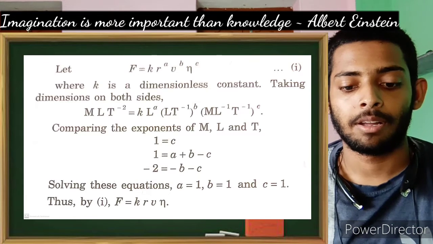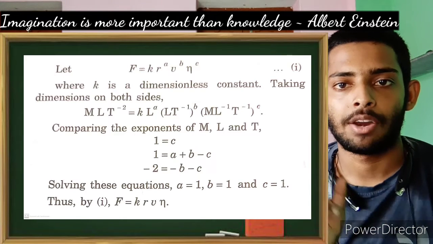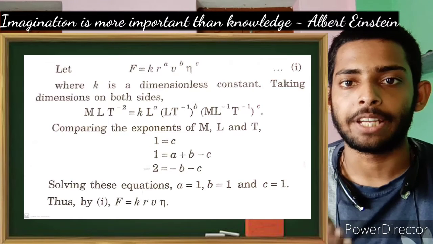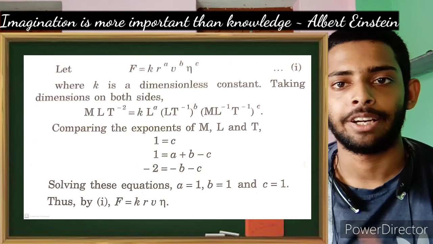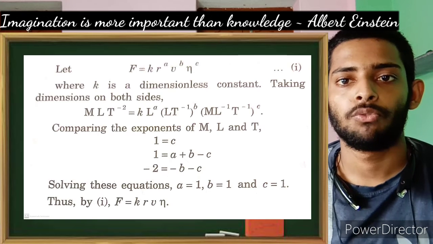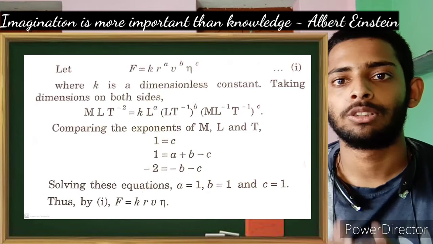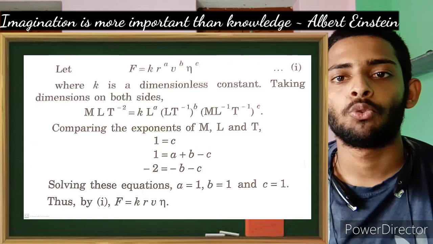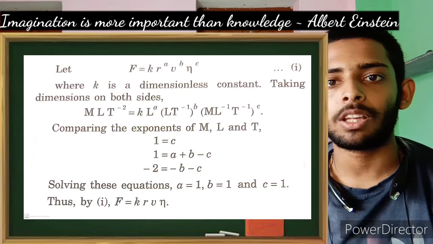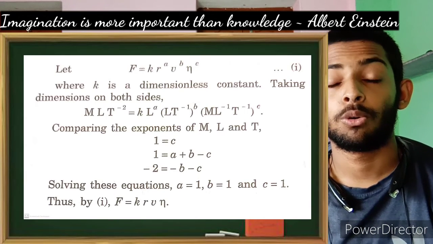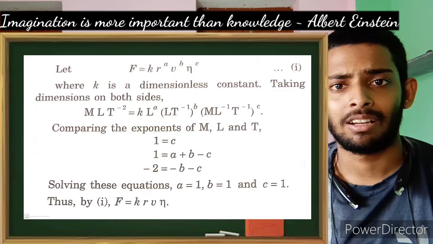Thus we can write the equation as F = K r v eta, where K is an arbitrary constant, v is the velocity, r is the radius, and eta is the coefficient of viscosity. In this way we are 90% of the way to calculating our force. We just have to calculate the constant K, and it is very simple. We can calculate that constant value by doing experiments.